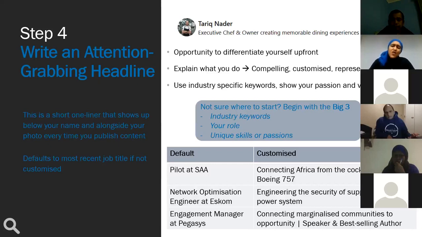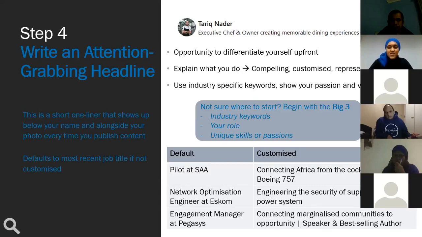So saying network optimization engineer, if you're not at Eskom or another utility, you might have no idea what that actually means. Like, what does it actually mean? So instead of saying that, you might say engineering the security of supply of Eskom's power system. Now, how does that fit in with the big three? It's got loads of industry keywords. Engineering is an industry keyword. So is security of supply. So is Eskom, and so is power systems.